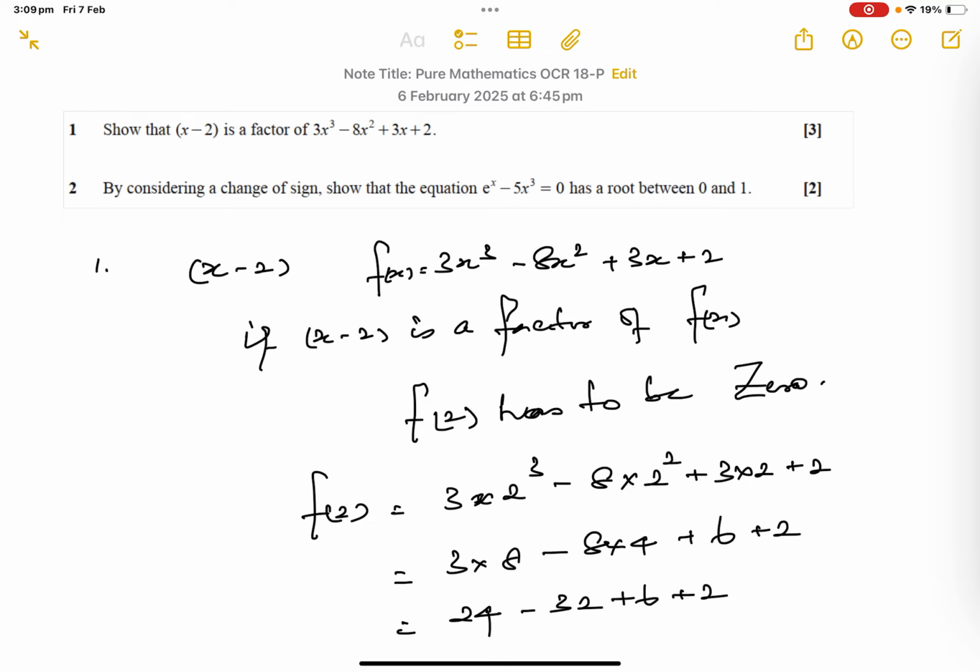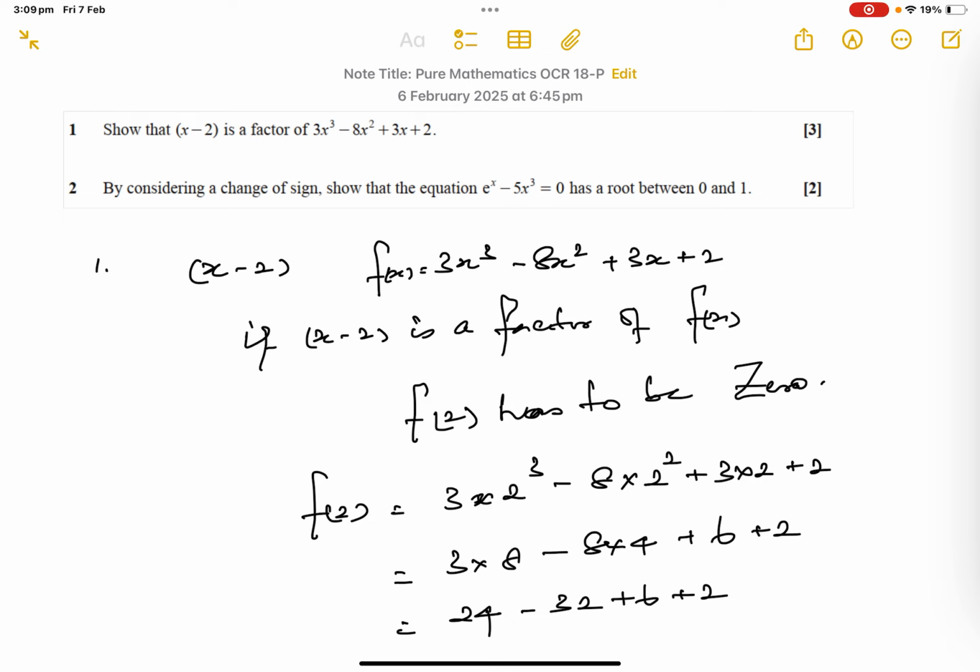Show that x minus 2 is a factor of 3x cubed minus 8x squared plus 3x plus 2, the polynomial function in x, and the factor x minus 2, we need to prove it. So I just rewrote the function f(x) equals 3x cubed minus 8x squared plus 3x plus 2.